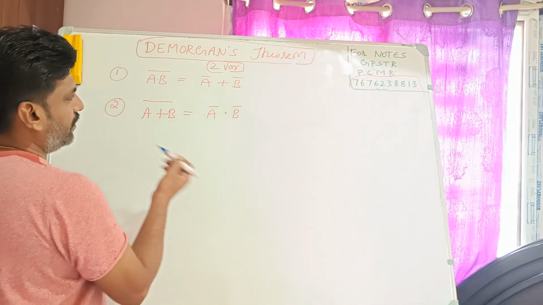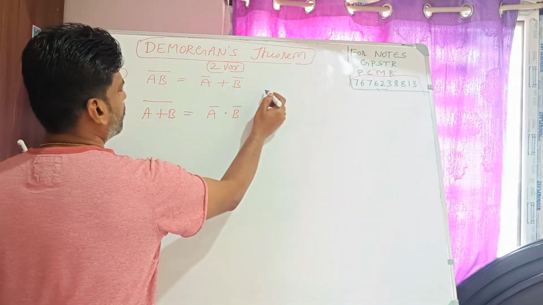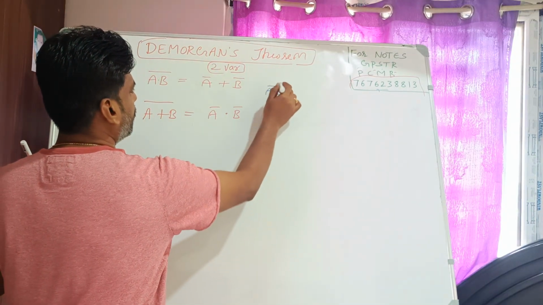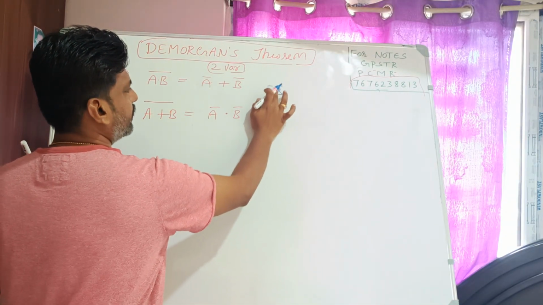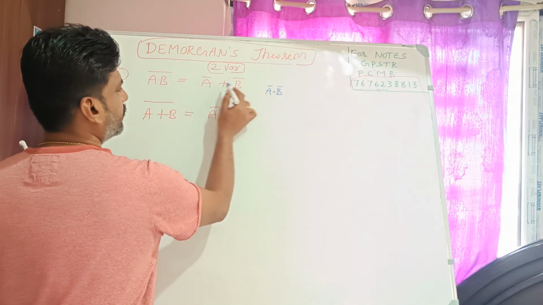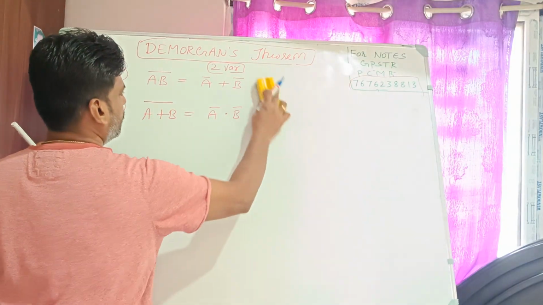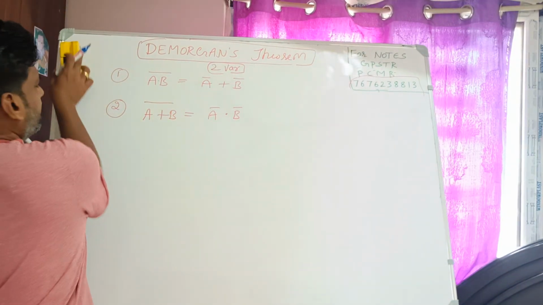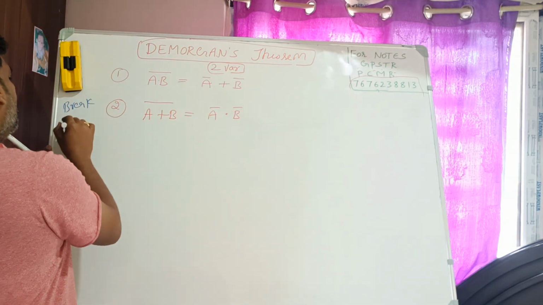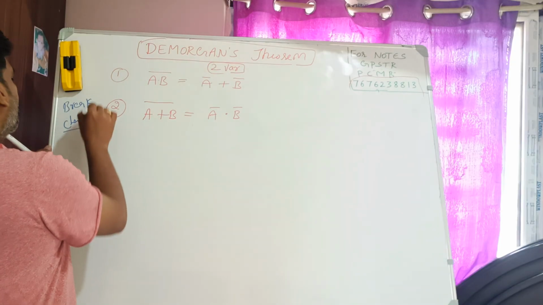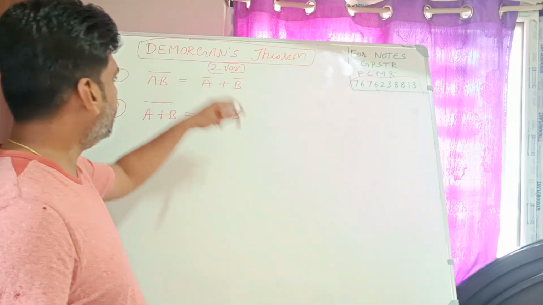Also we can remember it like this. Break this line, A dot B. Break this line, change the sign. Right? So this is how we can also remember. Same applies here. Break the line, change the sign. What is that? Break and change. So many students will get confused how exactly we should write it. Should break the line and change the sign.